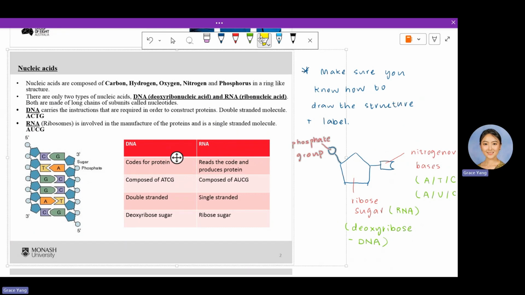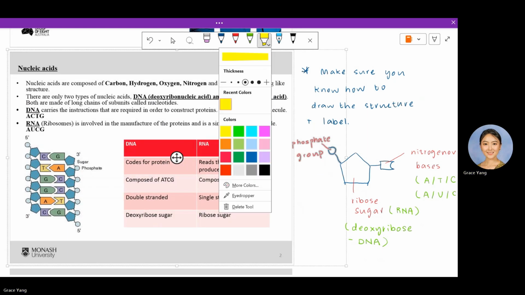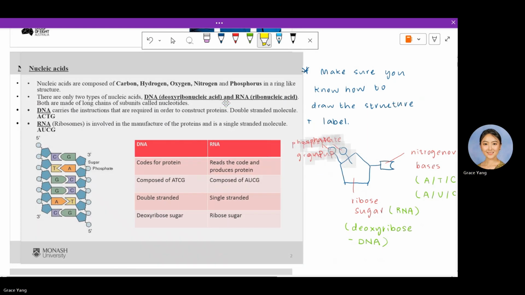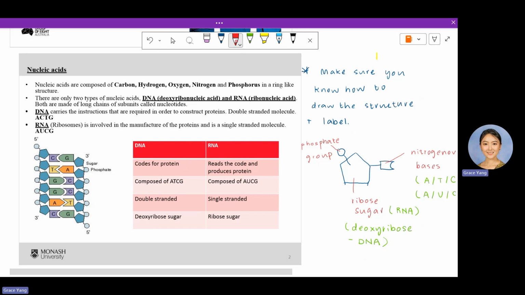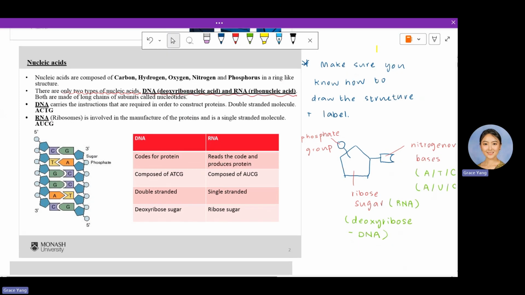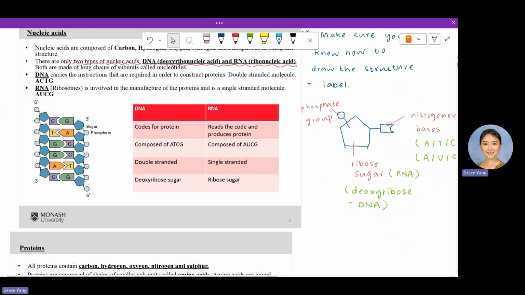Like what it said here, two types of nucleic acid. Oops, don't want to move it. It's a bit tricky to highlight it, so I reckon I'll just underline it. Two types of nucleic acid, DNA and RNA. You don't need to worry about the full names of the two molecules. What's more important is the distinction between the two.